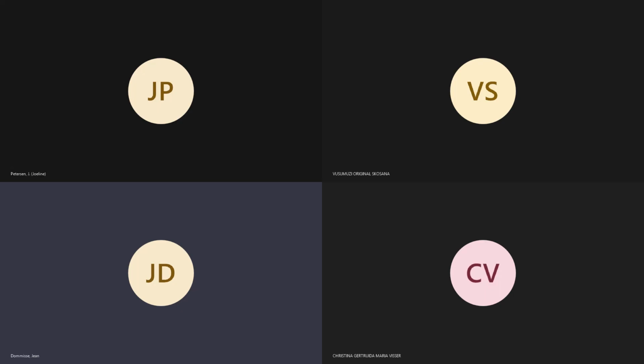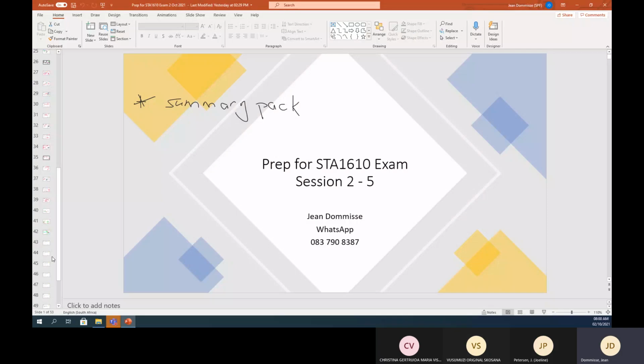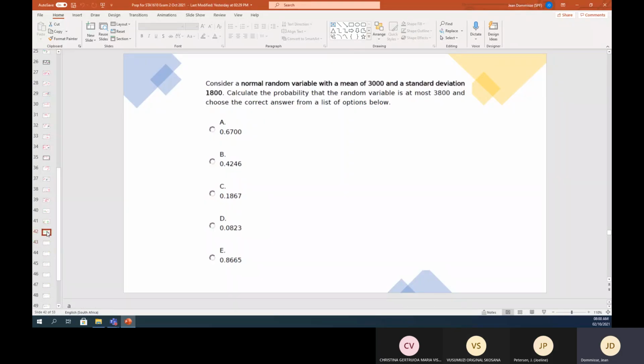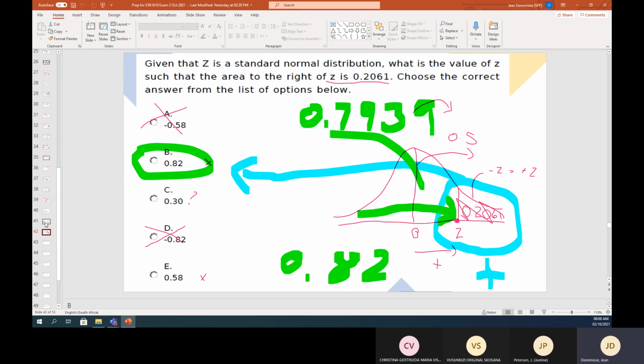Okay, so let's carry on where we stopped last week. Last week we ended with some of the Z values. If I give you a Z value, we need to work out the probability. If I give you a probability, we work backwards. So today we just continue with that.